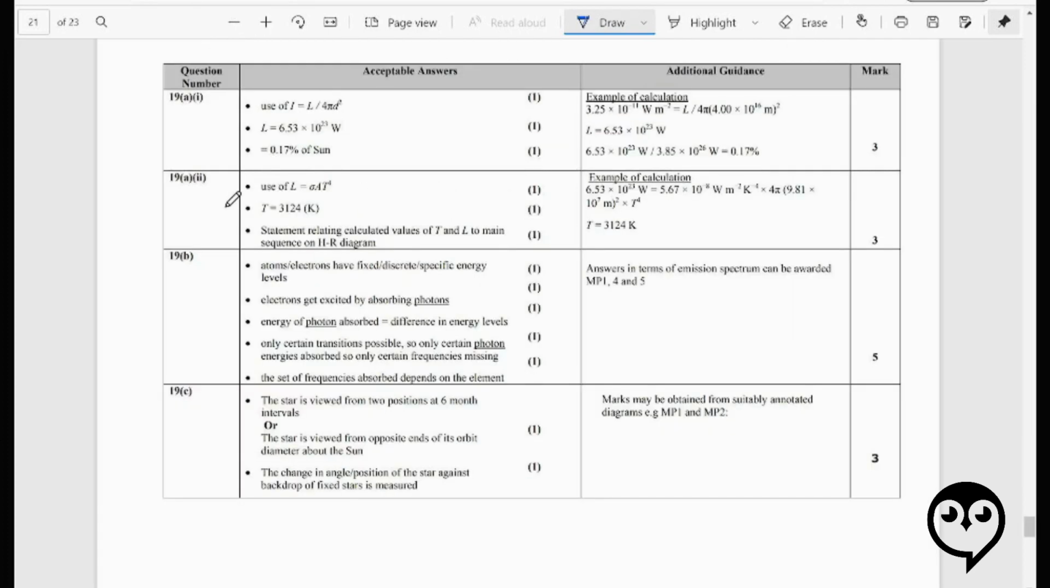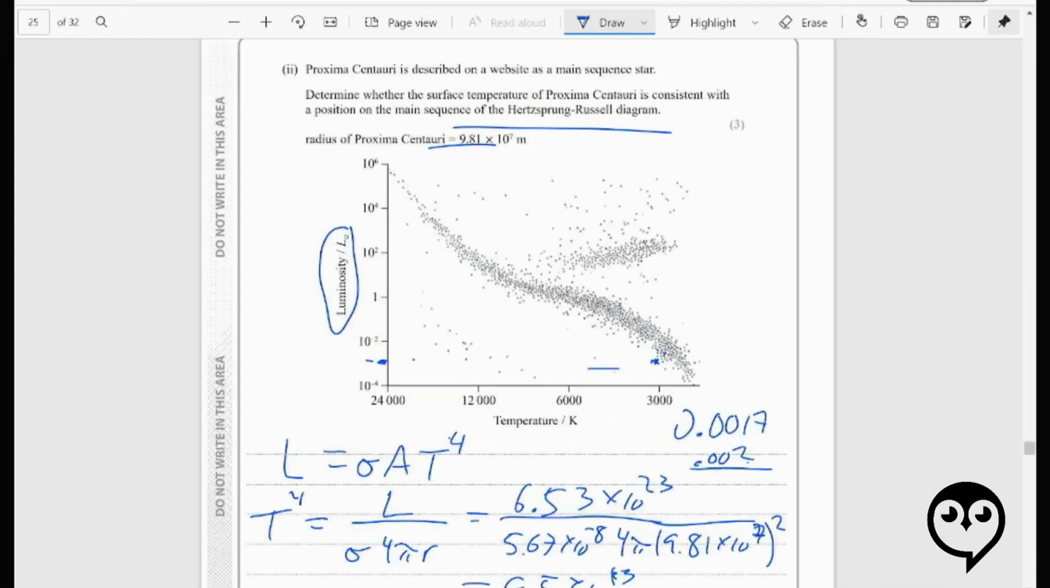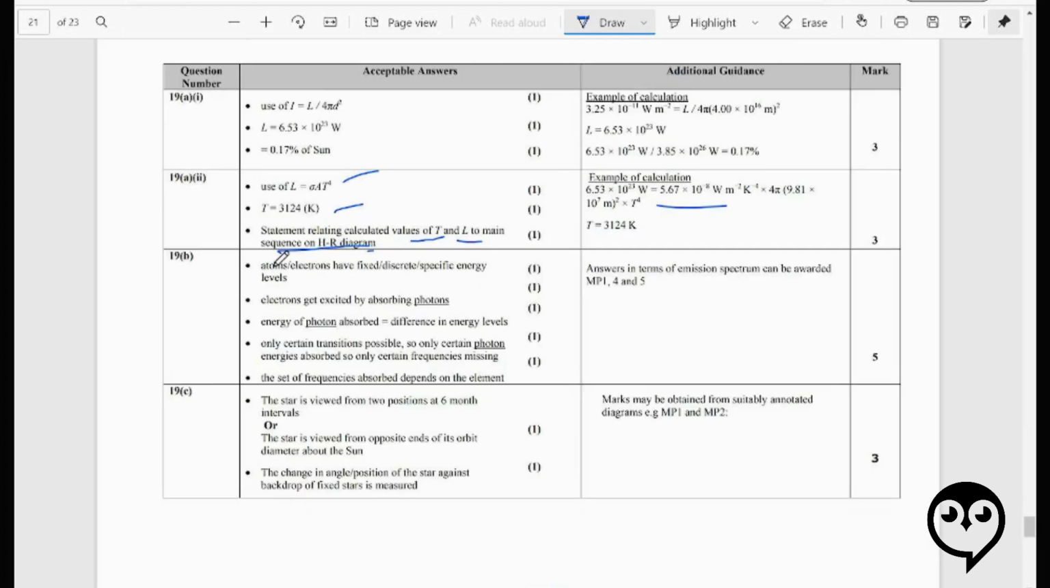What do they say about that? We've used the formula. We got the answer. That's fine. Statement relating calculated values to the main. Yeah, I didn't say anything. I was talking to you about it, but I would think you would write a statement saying, hey, it seems to be on the very edge, but there's a couple of dots kind of in there. I'd say that's legit. And then here's our calculation before. That's fine. We did that.